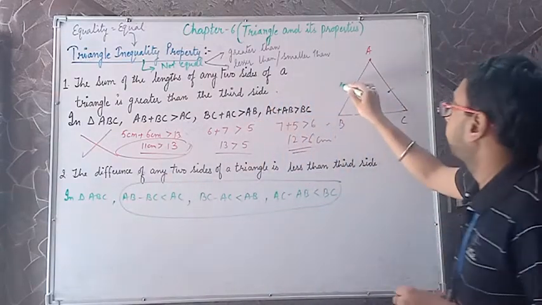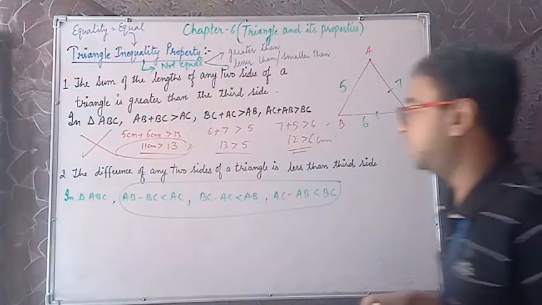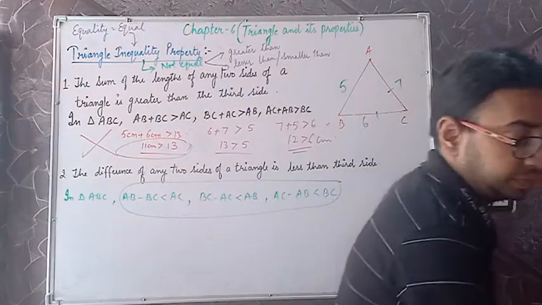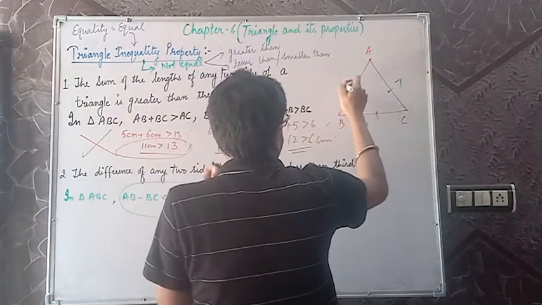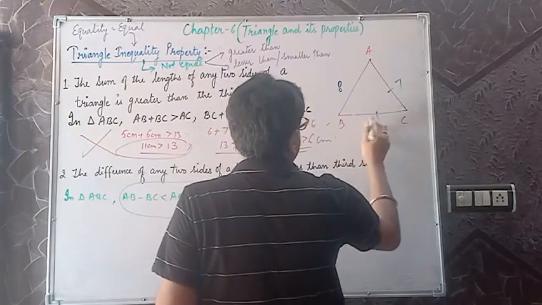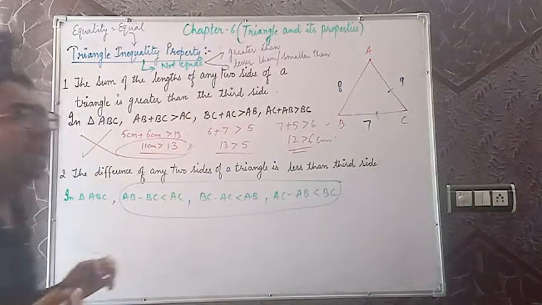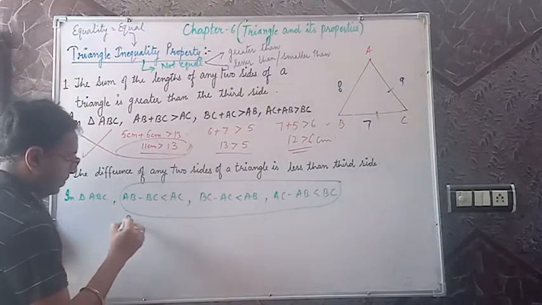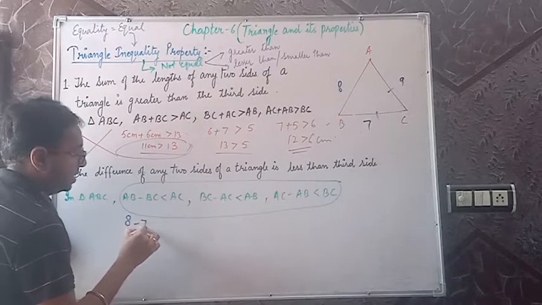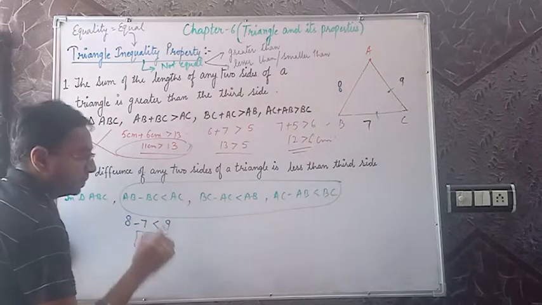Let's have it. But let me take some values, so that you do not get a lesser amount. So I want it to be like greater. So AB minus BC: AB is 8 and BC is 7, so 8 minus 7 is 1, lesser than 9. 1 is lesser than 9, hence proved.